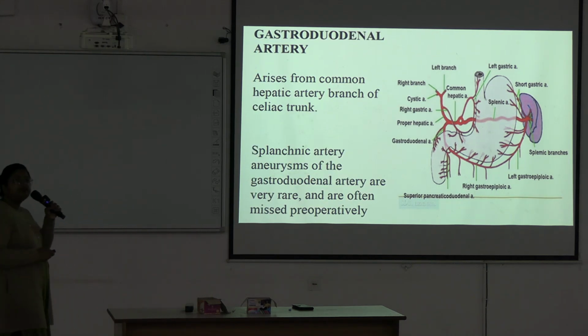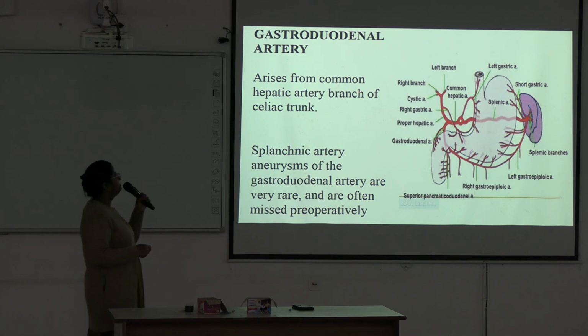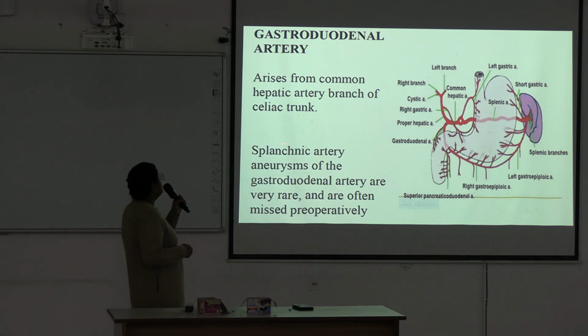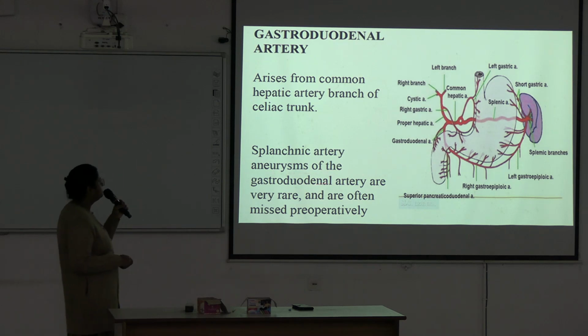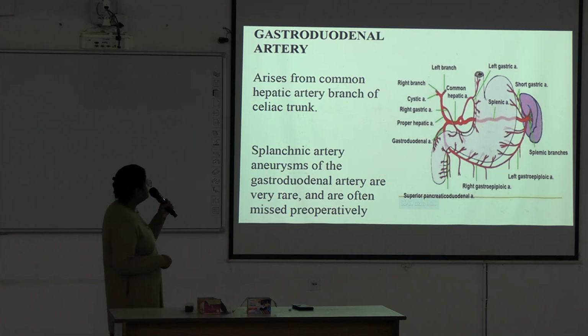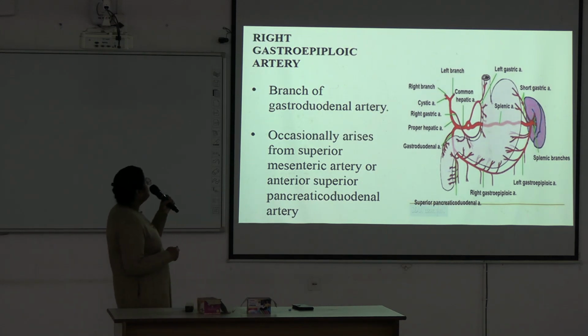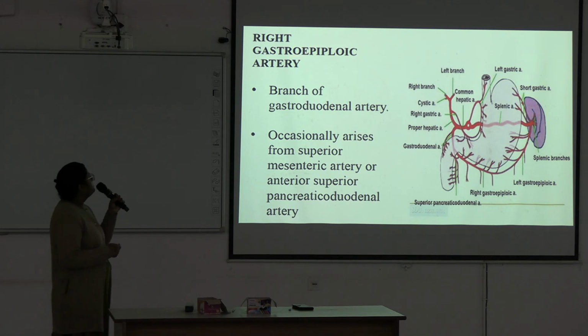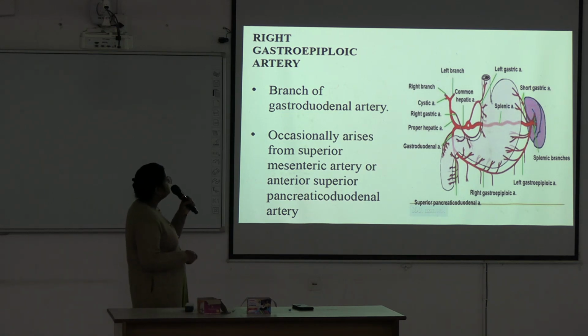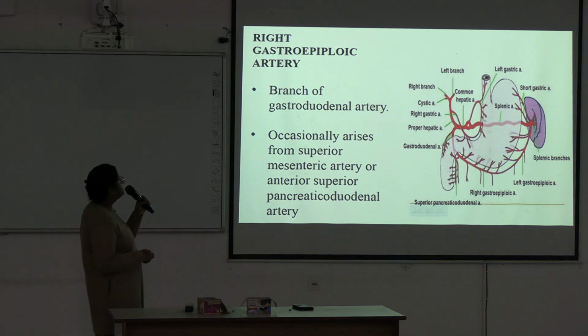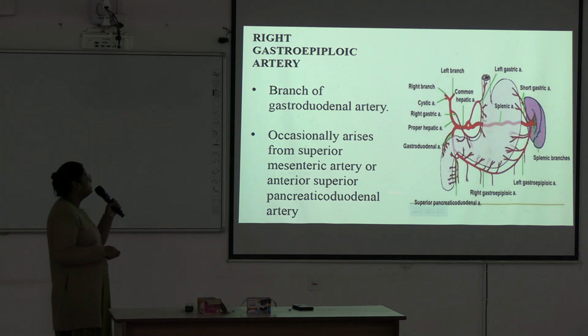Next, we go to the gastroduodenal artery. It arises from the common hepatic artery, which is a branch of the celiac trunk. Splanchnic artery aneurysm of the gastroduodenal artery is very rare. This is a clinical condition and is often missed preoperatively. Aneurysm means there will be a high chance of bleeding. Next, the right gastroepiploic artery is a branch of the gastroduodenal artery. This one is the right gastroepiploic artery, and occasionally it arises from the superior mesenteric artery or the anterior superior pancreaticoduodenal artery.